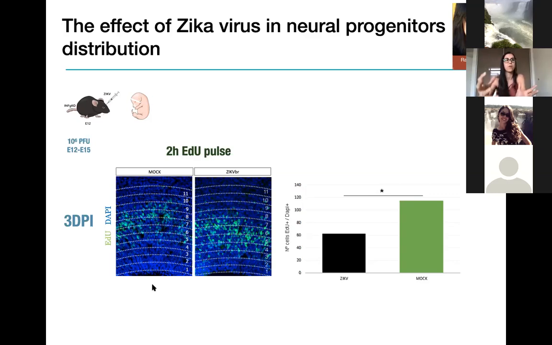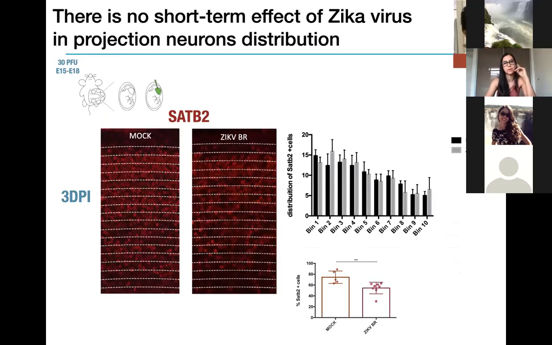So these cells perform an interkinetic nuclear migration. Their nuclei are in the basal levels when they are synthesizing the DNA. Labeling with EdU for 2 hours, they then perform this migration to divide in the ventricular zone. And as you can see here, there is an altered, abnormal distribution of these progenitors.